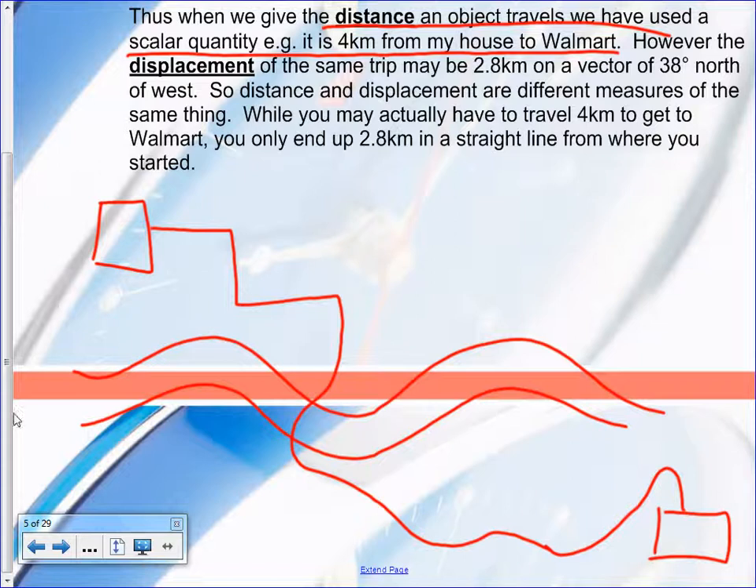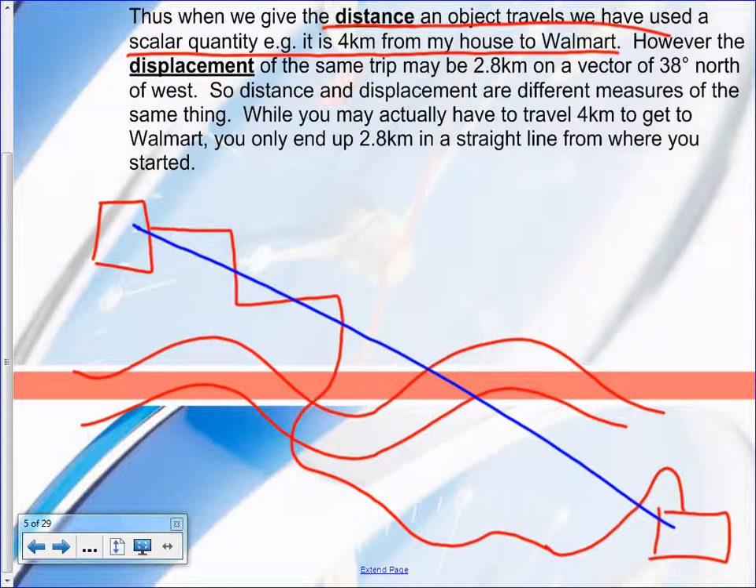But if I was fortunate enough to have a helicopter, I would not shop at Walmart because I'd be filthy rich. But I don't have a helicopter, so unfortunately I can't do this. That line represents my displacement from my house when I go to Walmart. I didn't actually go that way, but displacement always measures how far and in what direction in a straight line from your starting point to your ending point. So it's always going to be shorter than distance, unless you were able to travel in a straight line, and then they'd be equal. But almost always your displacement will be a smaller distance.